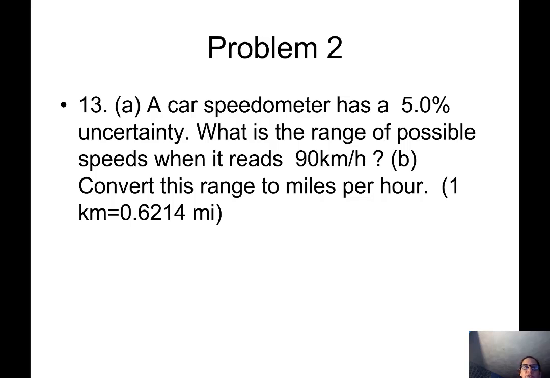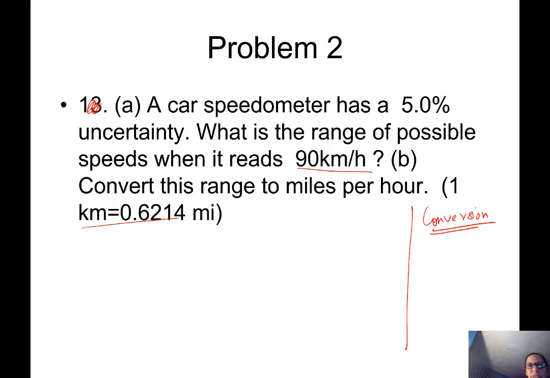So next, let's take a look. If a car's speedometer has 5.0% uncertainty, what is the range of possible speeds when it reads 90 kilometers per hour, and convert this range to miles per hour. So this is a problem for conversion. We will look at more examples. I'm just giving you an idea.